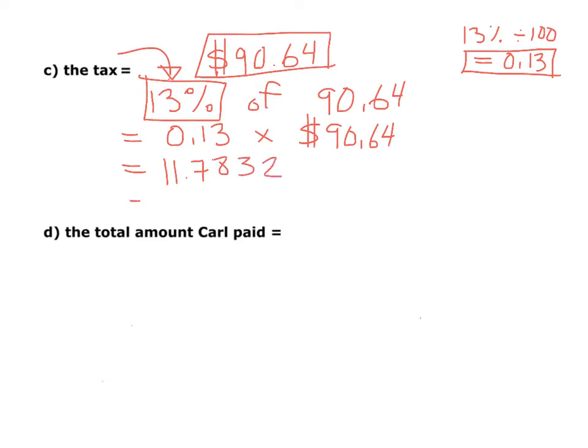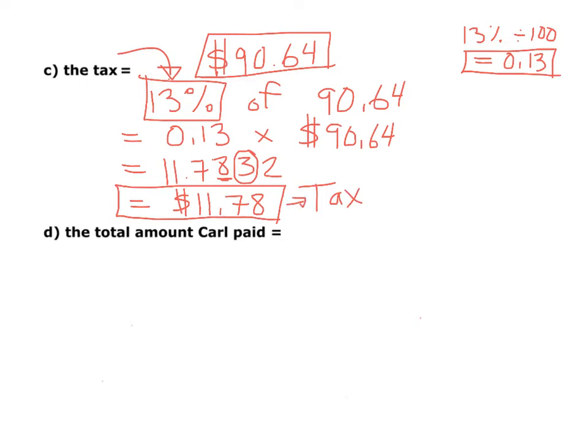11.7832. Now we know that, of course, we are always going to round this to 2 decimal places. Should I leave this 8 as an 8, or should I round it up to a 9? Well, the next number is 3, so I'm going to leave it as an 8. Okay, so $11.78 is the tax. That's how much tax you have to pay. So this is the sale price, the sale price is $90.64 right here. This is how much tax that you have to pay for buying the jacket.